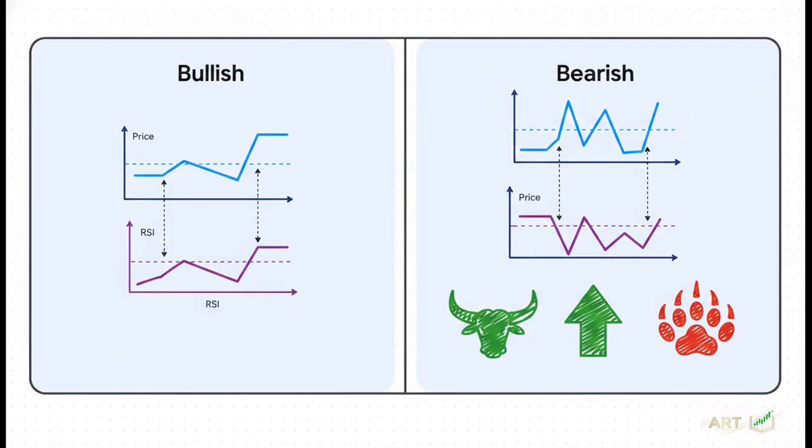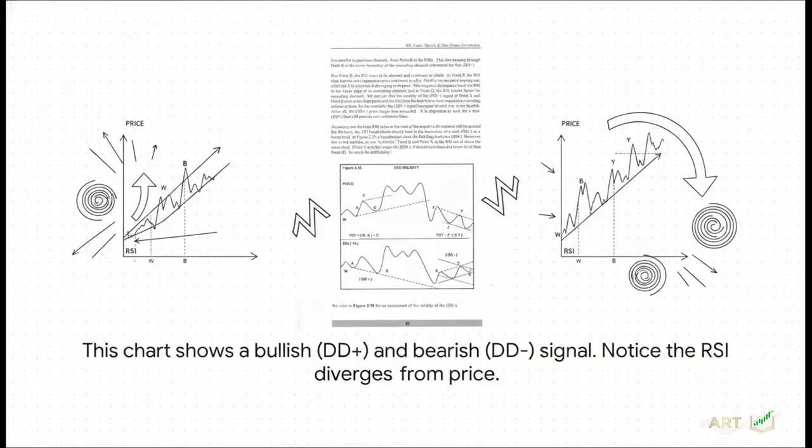And look at this key rule at the bottom. These signals are the most reliable when they happen inside the channels we just learned how to draw. Let's just break this diagram down really quick. Over on the left, you see the bullish DD+. See how the price at point B is lower than price at W?